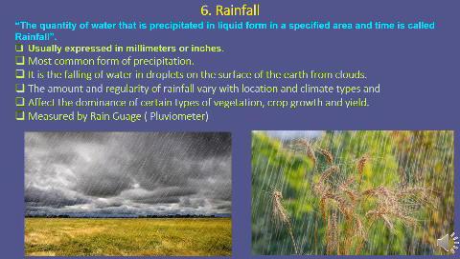Sixth weather element is rainfall, which can be defined as the quantity of water that is precipitated in liquid form in a specified area and time, usually expressed in millimeter or inches, and rainfall is the most common form of precipitation. It is the falling of water in droplets on the surface of the earth from clouds, and the amount and regularity of rainfall vary with location and climate types and affect the dominance of certain types of vegetation, crop growth and yield, and it is measured by rain gauge, which is also known as pluviometer.